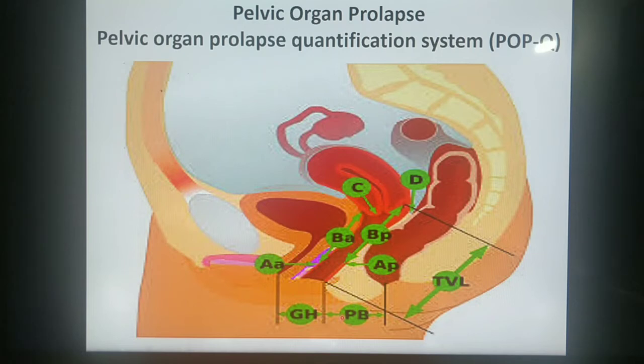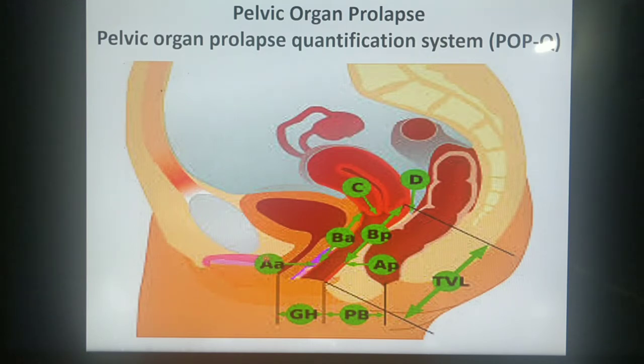So these two systems, the Shaw's and the Baden-Walker halfway system, were very subjective, and inter-observer variability was there. So it was non-reproducible. Therefore, a quantitative system was devised, and this is known as pelvic organ prolapse quantification system, or POPQ in short. In this system, there are various points on the anterior vaginal wall, the posterior vaginal wall, on the cervix, and on the posterior fornix. So let us try to understand each point one by one.